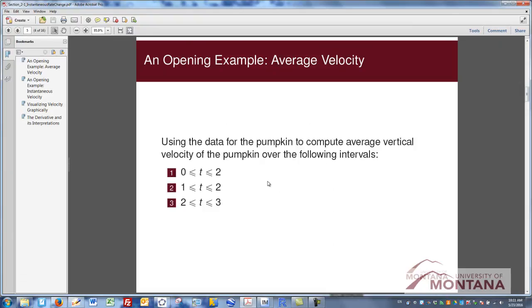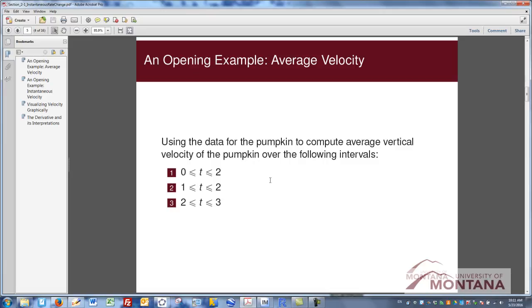So, how could we use the data for the pumpkin to compute average vertical velocity of the pumpkin over the following intervals? So what I mean by average vertical velocity is I mean how fast it's going in a vertical sense, up and down. And we know this pumpkin has a positive vertical velocity until it hits its apex, and then it turns around and comes back down in a vertical sense. So picture maybe instead of the pumpkin going horizontally, picture it being fired directly straight up and down.